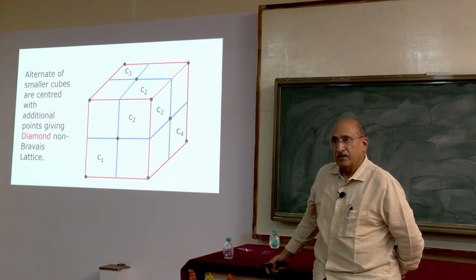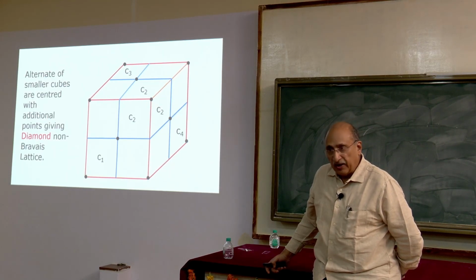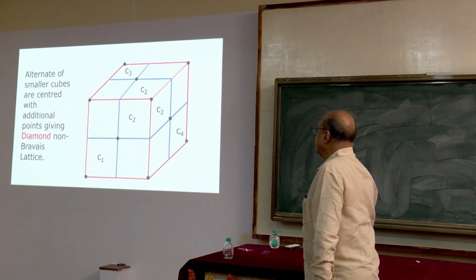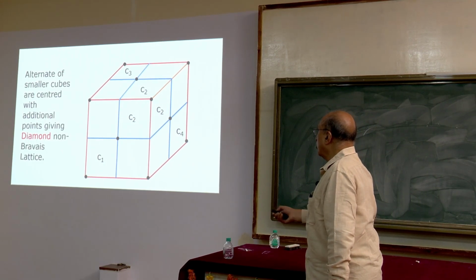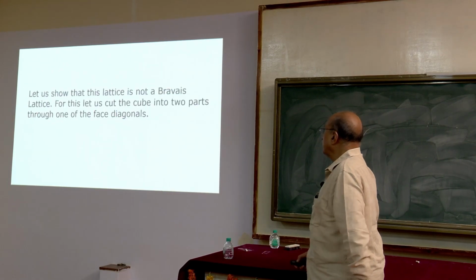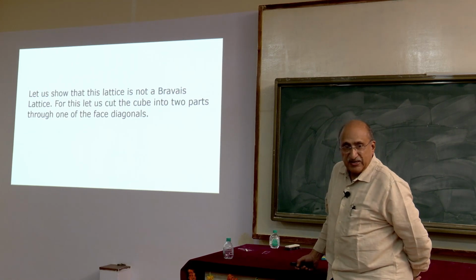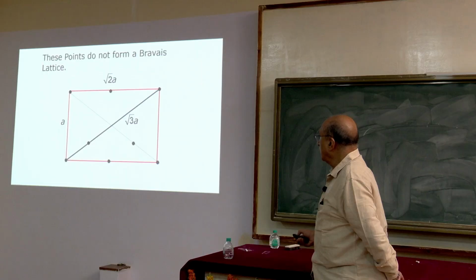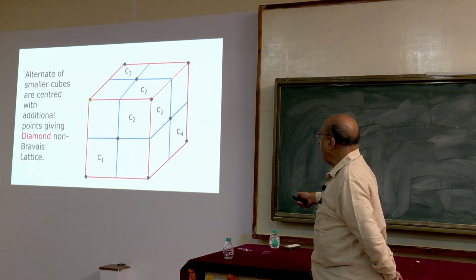Again, repeat. The big cube is divided into 8 smaller cubes. Alternate ones of these cubes are being centered. Alternate small cubes are centered with additional points, giving the diamond non-Bravais lattice. So let us show that this is not a Bravais lattice.